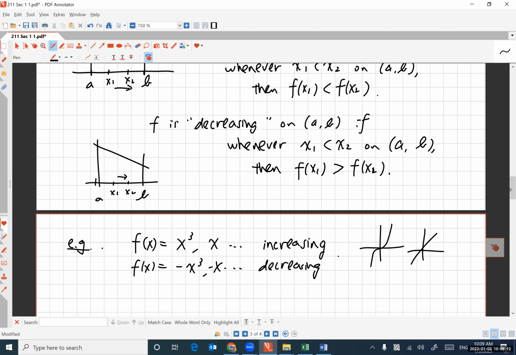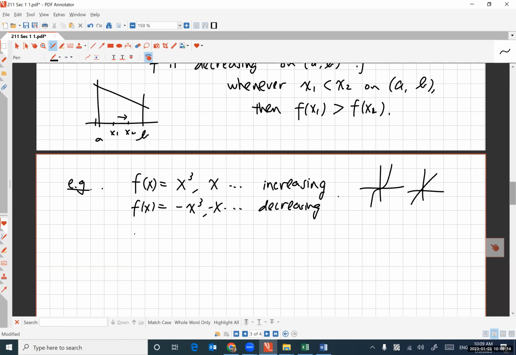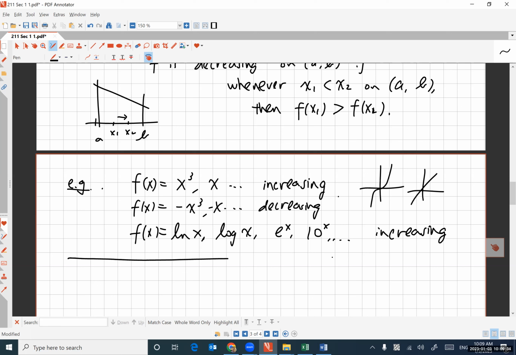Most functions are neither decreasing nor increasing. Oh, here's another important one. If you have the natural log of x or log of x, or e to the x, 10 to the x, all of these are always increasing functions in their domains.